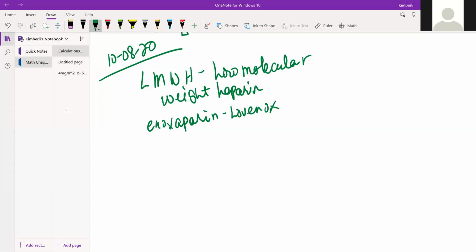Okay, so let's look at page 218, U100 insulin syringes.